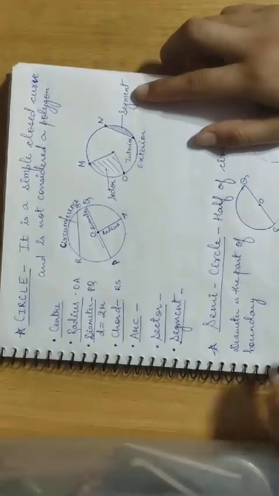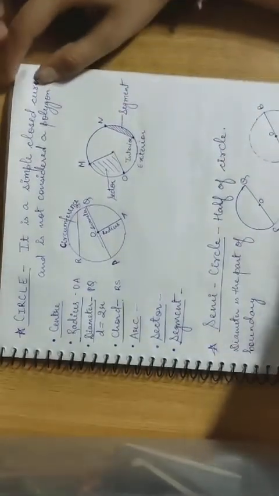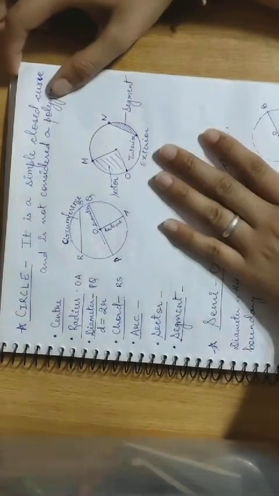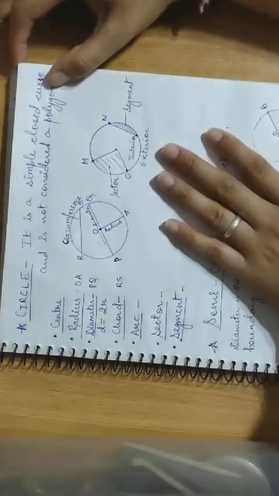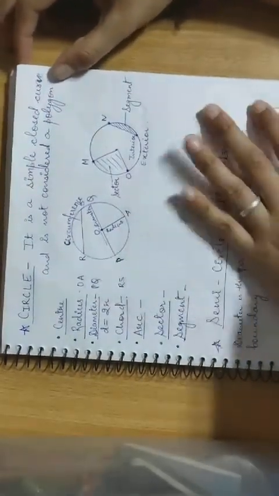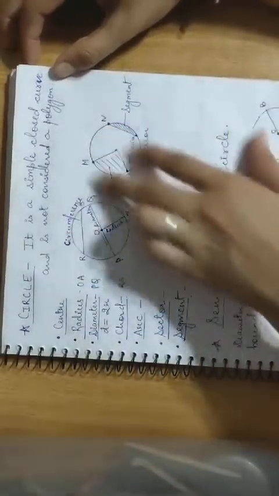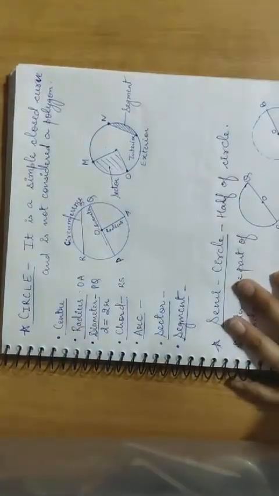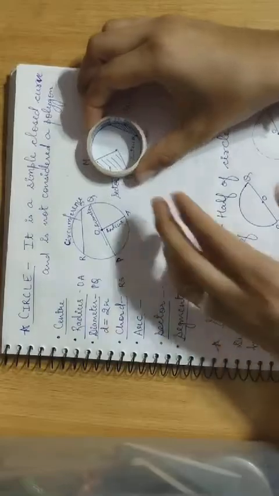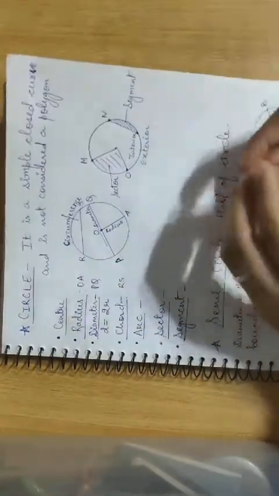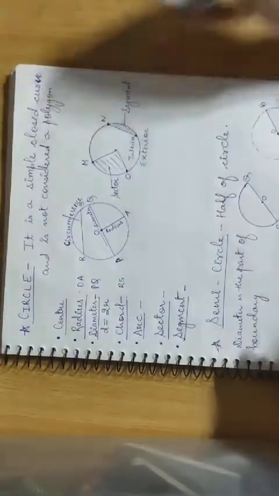So we'll start with the next topic, that is circle. Circle we all have studied from our earlier classes. Circle is a round figure, as we can see in this diagram also, or we can take this as an example. We can make it using this. I have made this circle using this thing.